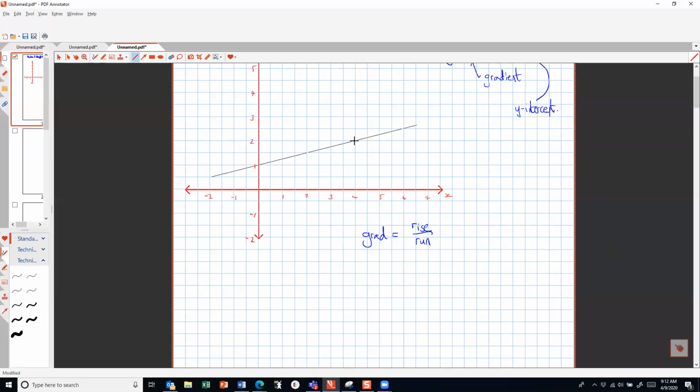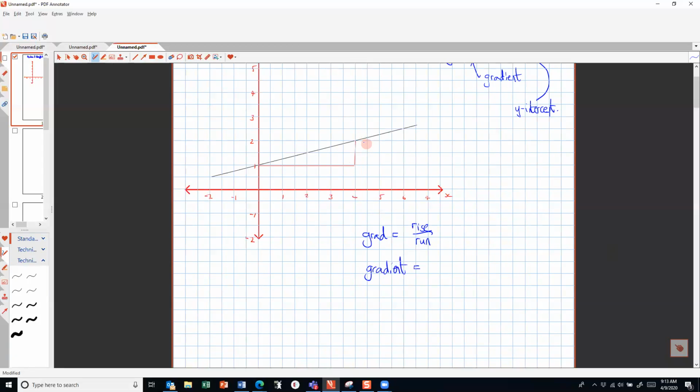So I'm going to pick this point, and well, that's not a great looking line, is it? Let's do it again. And I'm going to pick this one. Okay, so this is my rise and my run. So 2 over 4, 1/4? Now, we need to be careful because what is the rise?